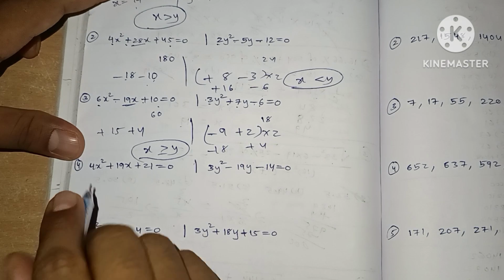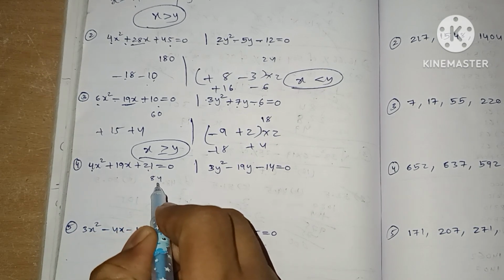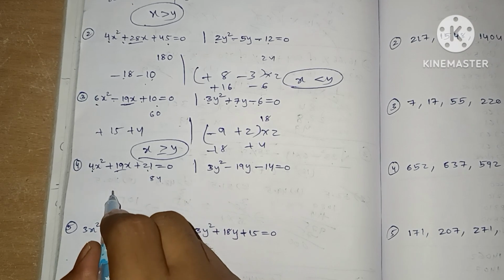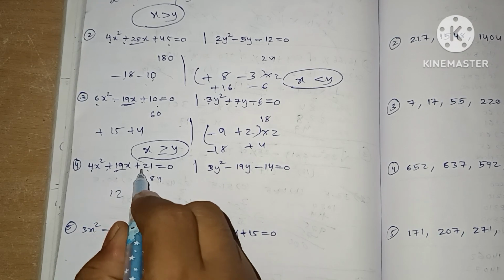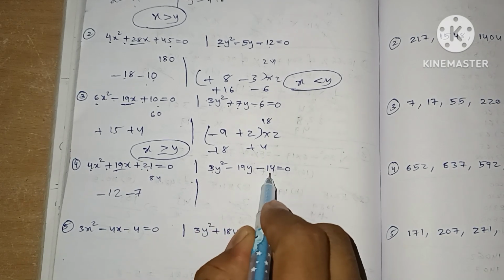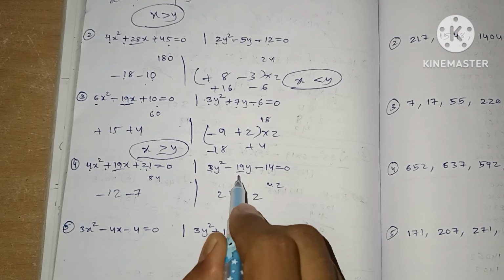Next, fourth one. 4 into 21, which will be 84. 84 means we need to get 19. 12 7 times is 84. Plus and plus means minus and minus are the roots. Here 3 into 14 42. We need to get 19. 21 2 times is 19.